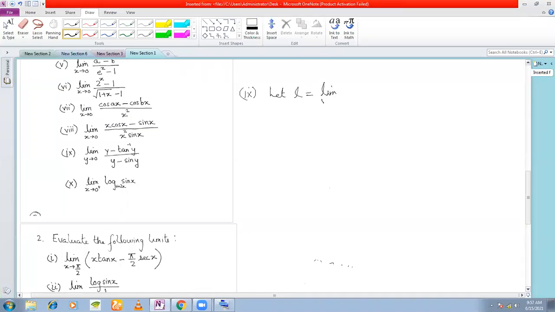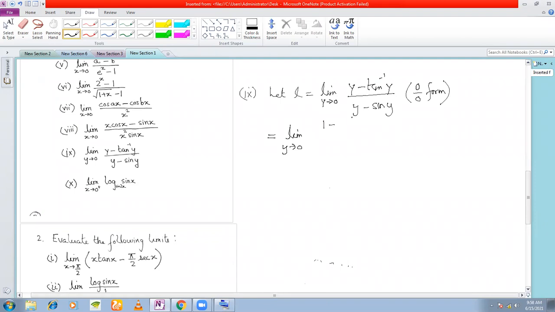Limit y tends to 0, y minus tan inverse y divided by y minus sin y. Now if you put y is equal to 0, you get a 0 by 0 form, right? So now you start differentiating the numerator and denominator separately.